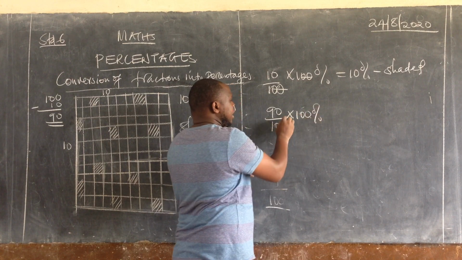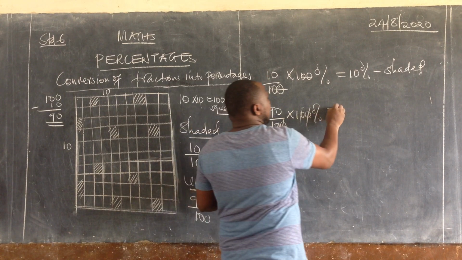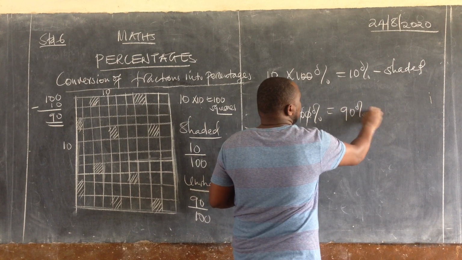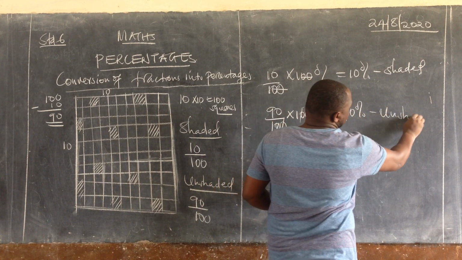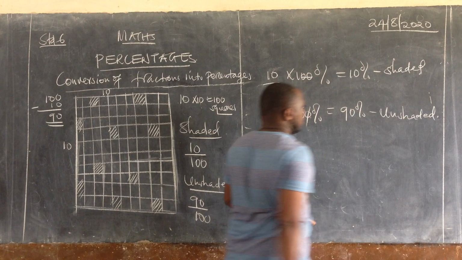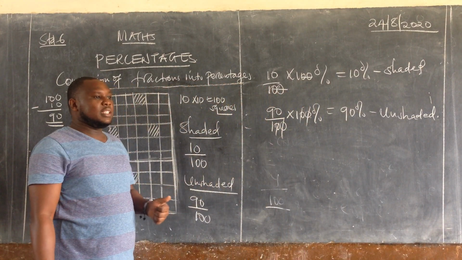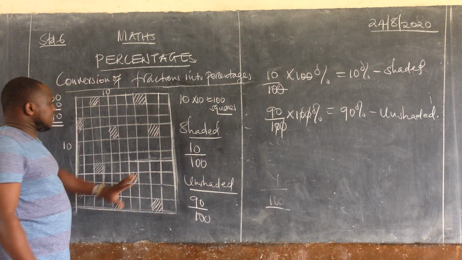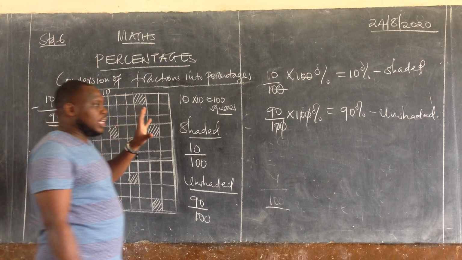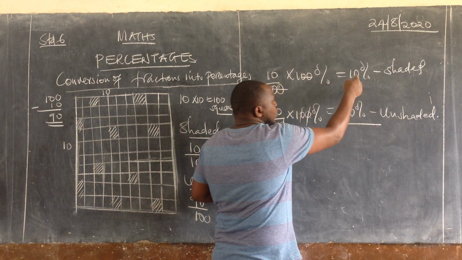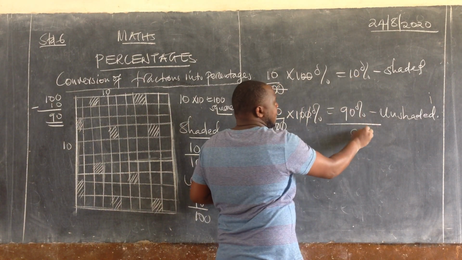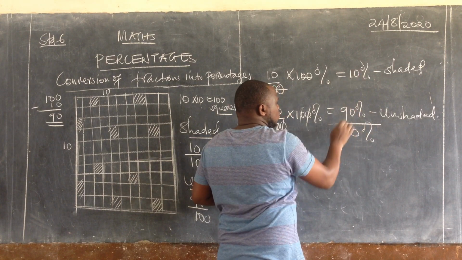100%. And that will give you 90% unshaded squares. If you want to understand whether the total squares are out of 100%, you simply add this. What is 0 plus 0? 0. But this is a percentage. 1 plus 1 is 10.